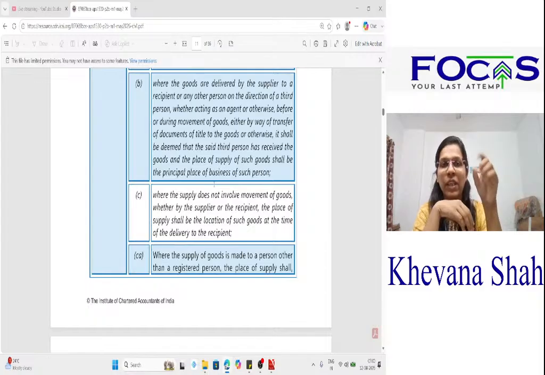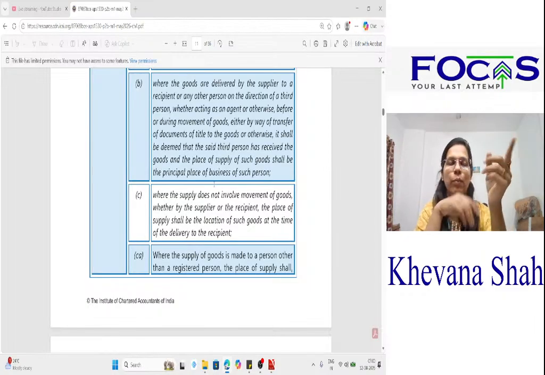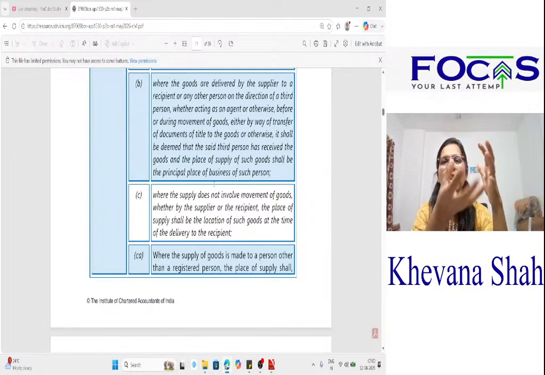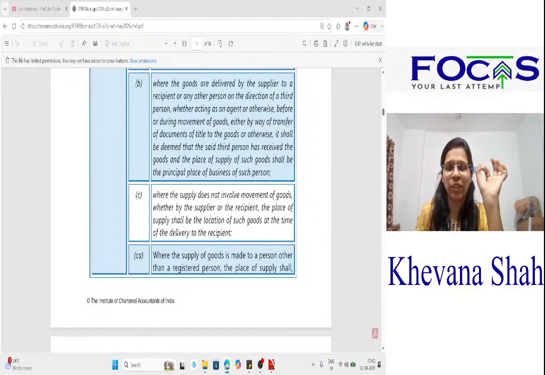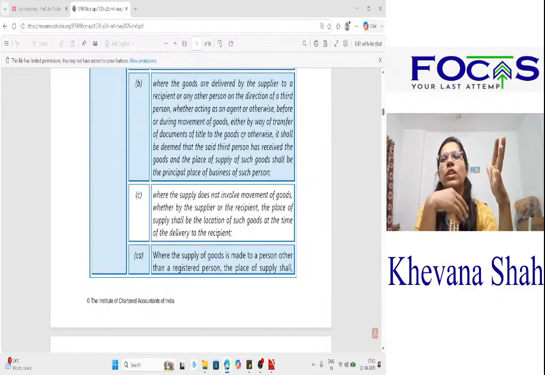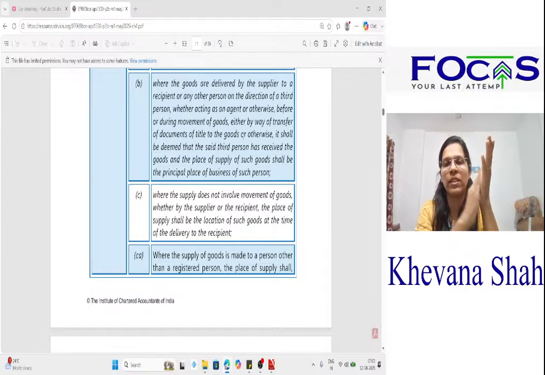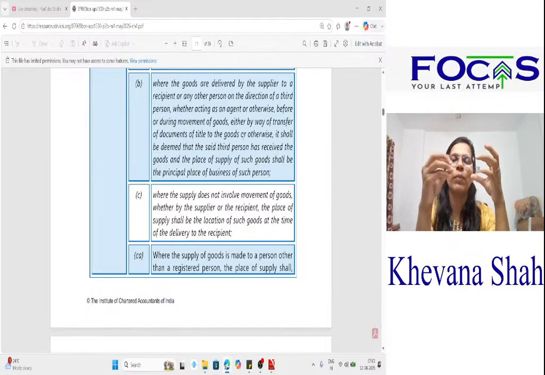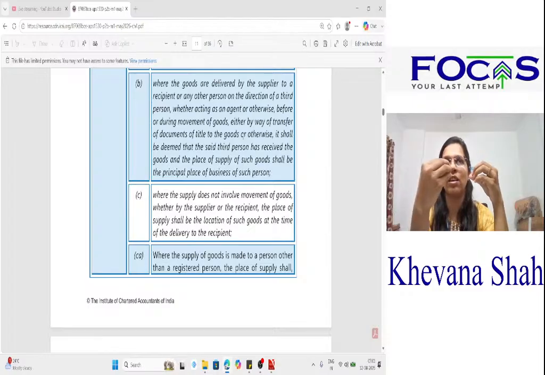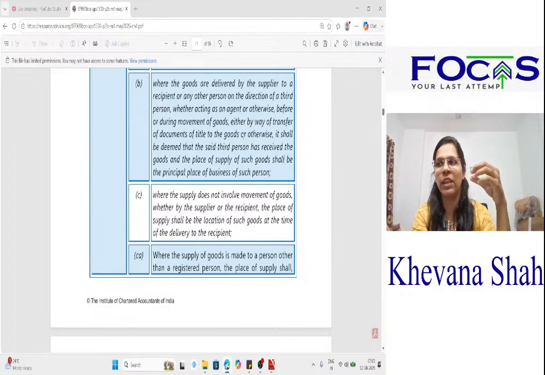Then next we have B, which says where the goods are delivered by the supplier to a recipient or any other person on the direction of a third person. So this is your bill to ship to model. So some third person is asking you to deliver the goods on. Okay, so see what happens is, whether acting as an agent or otherwise, before or during the movement of goods, either by way of transfer. So you are supposed to send goods from, let's say, place A to place B. Now at place B the person receives an order and the goods are supposed to be delivered to place C.